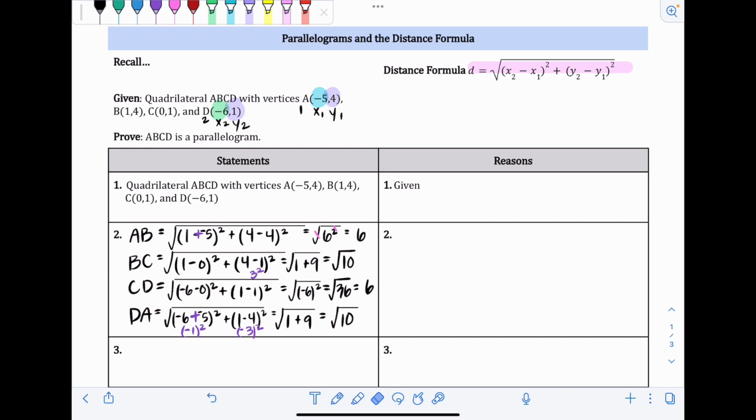Okay, so we ended up with AB is 6, B to C is root 10, C to D is 6, and D to A is root 10 as well. And to find all of those, we just use the distance formula, so that's going to be our reason.